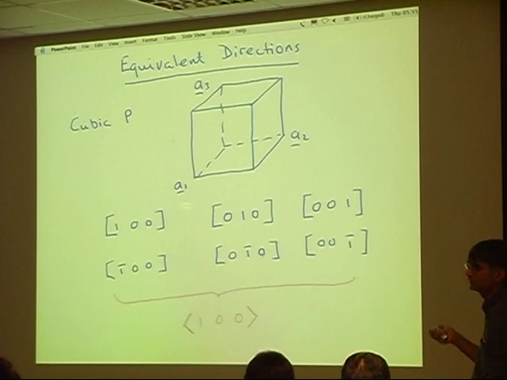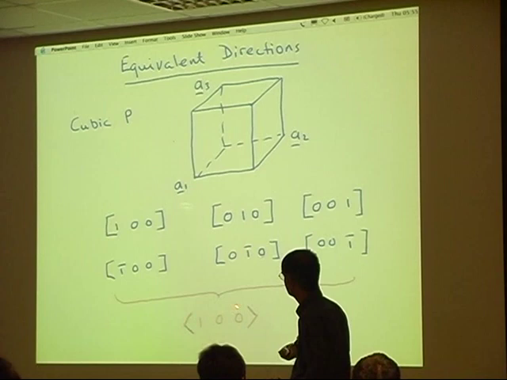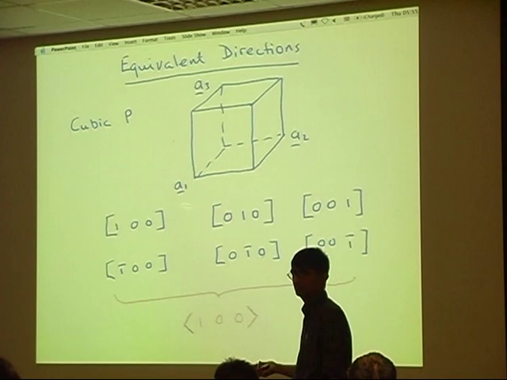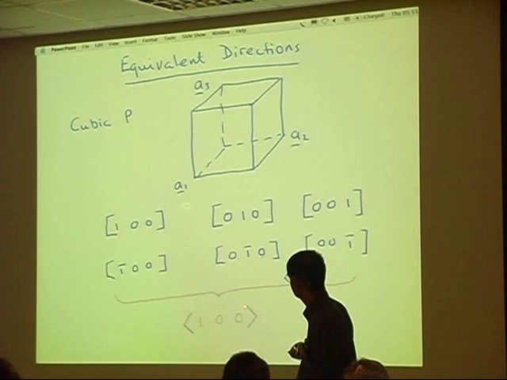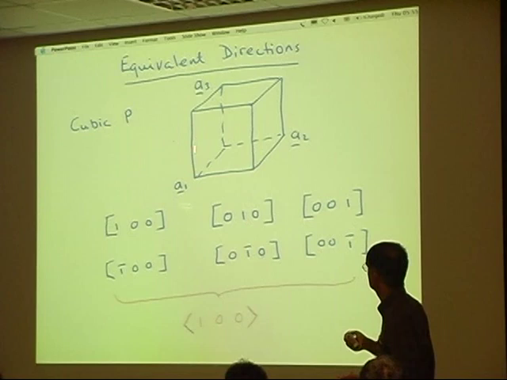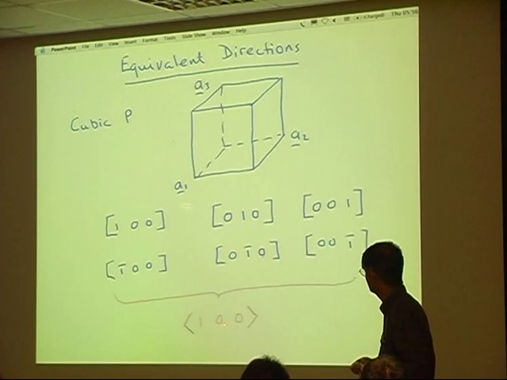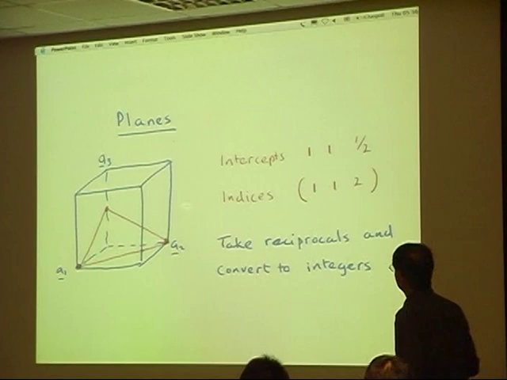So, to indicate directions which are crystallographically equivalent, we use brackets like this, and we say directions of the form 1, 0, 0. So to indicate that it could be any direction of this kind, we use brackets like these to say it's a 1, 0, 0 type direction. Yeah? Because physically there's no difference. If I measured the modulus along here, it would be exactly the same as the modulus along here and along here. So it makes sense to refer to a set of crystallographically equivalent directions using brackets like these. Now, the indexing of planes is a little bit more difficult.